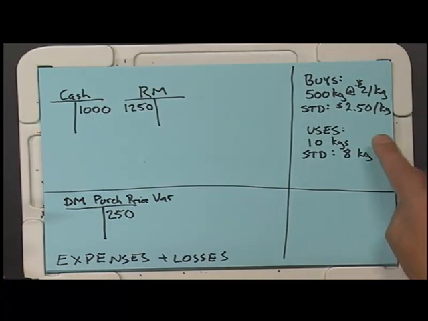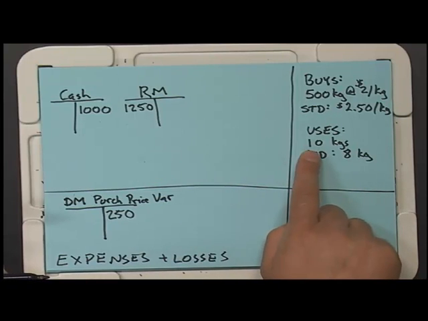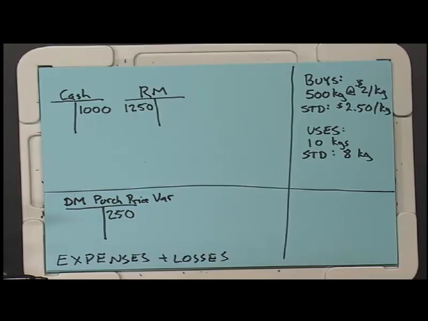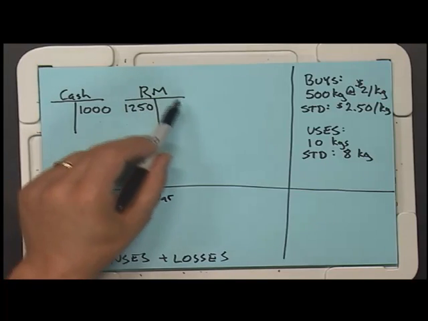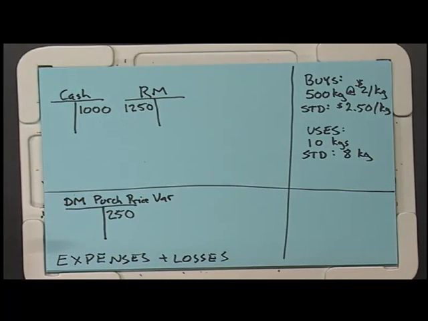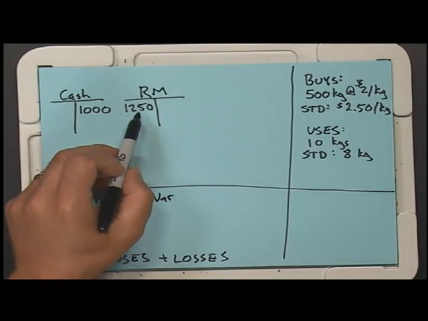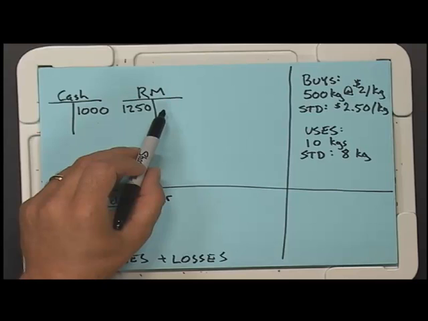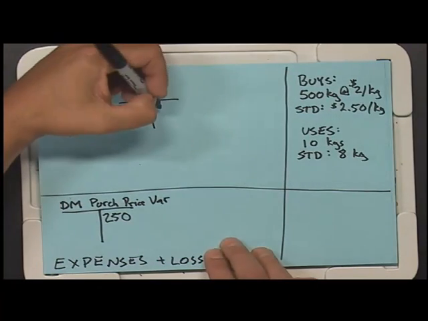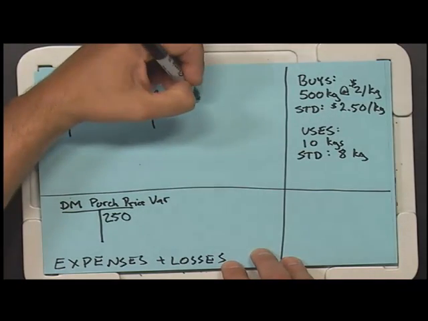Now let's consider the second part of our story. The production manager used some of these raw materials and unfortunately used 10 kilograms for a job that should have taken only 8. Well, we're going to have to take the raw materials out of this account according to how much was actually used. So what did we put in? We put in $2.50 for every kilogram. So we're going to take out $2.50 for every kilogram that was actually used. Since that was 10 kilograms, we're going to credit this account for $25.